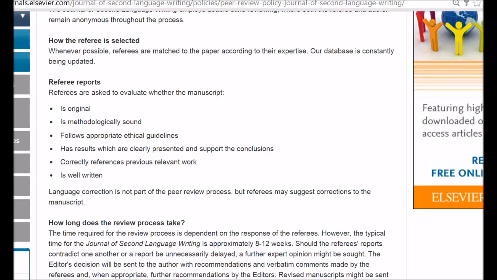Journals don't always give you clear guidelines as to what acceptable articles are. This journal has certain guidelines. Is it original? And again, I've stressed in this course that you want to say it's original. You need to stress the originality.